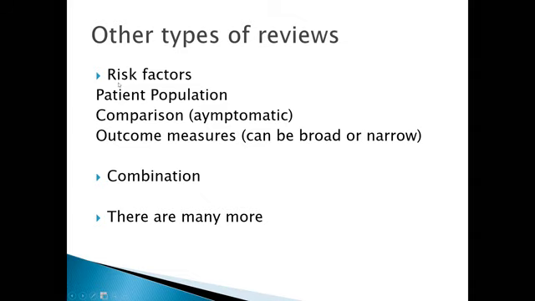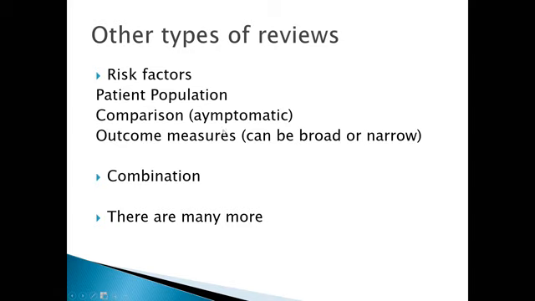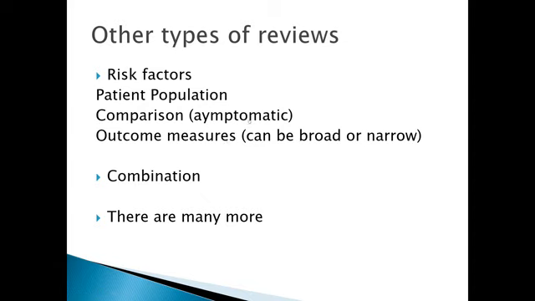So in this case we'd use the P, patient population. We could also use the comparison, so our patient population might be patellofemoral pain. We're comparing these people to asymptomatics, and then we use outcome measures, and this could be broad or narrow, and we might be looking at strength of the quadriceps muscles, or we might be looking at strength, movement, and also muscle function. So we might look at strength, EMG, and also range of motion during certain tasks. So it can be quite broad as well.